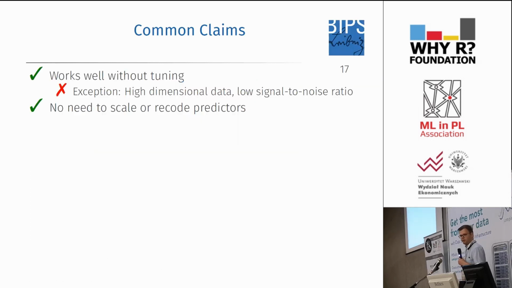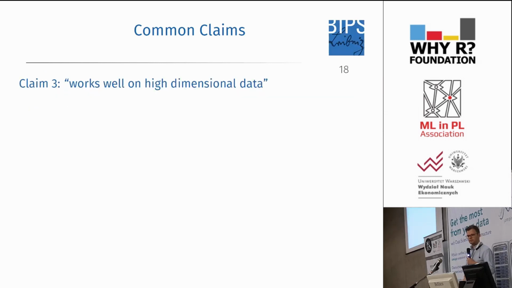So to sum up, you don't need to scale or recode predictors, and we even have a fast solution for a large number of categories. So that works quite well for random forest. Second claim is it works well on high-dimensional data.